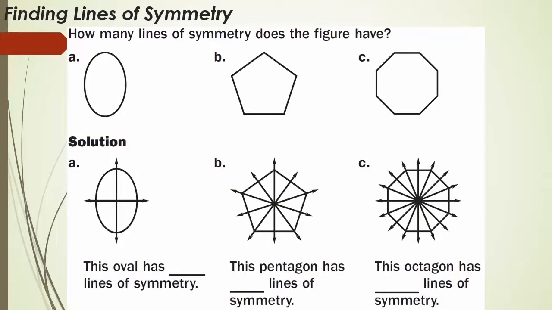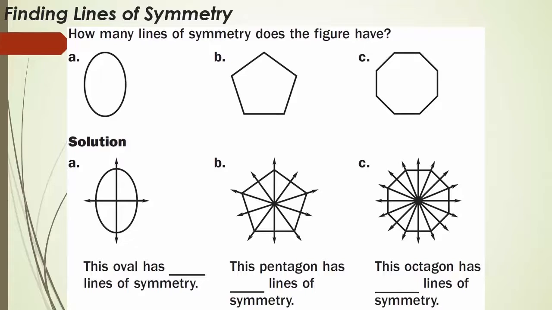Finding lines of symmetry. How many lines of symmetry does a figure have? Remember, when we're looking for lines of symmetry, we're looking to see if we can fold the image over the line of symmetry evenly so that all points line up. Some images may have one, some images may have none, some images may have more. So you just have to play around with it.